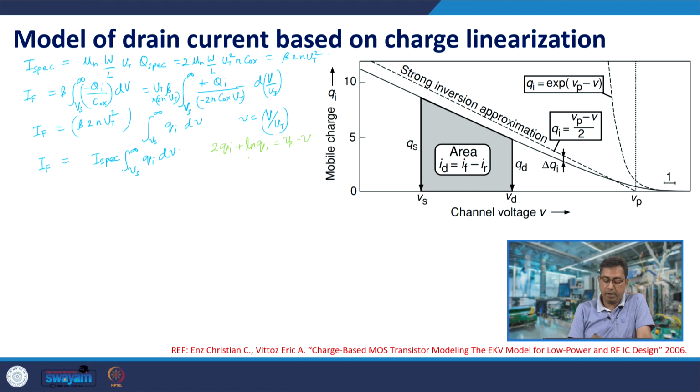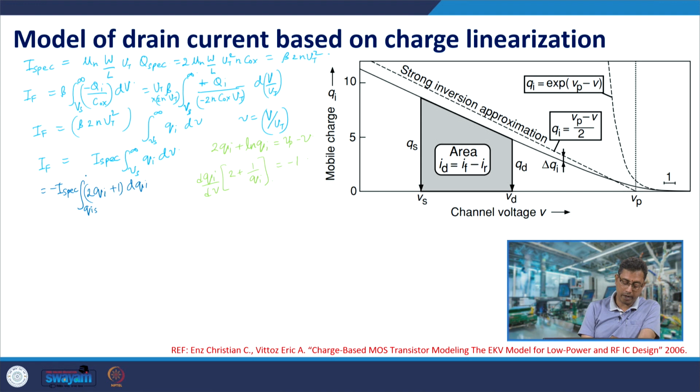So, if we take a derivative on both sides, now Vp, for a given gate voltage, is a constant pinch off potential. So, you get dQi by dV into 2 plus 1 by Qi. We replace this with the I specific integral. Now, Qi is this, and instead of dV you have 2 Qi plus 1 dQi. And where does it integrate from? Qi of source to, at the local channel potential being infinity, what is the value of Qi?